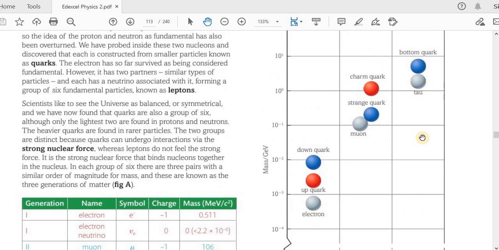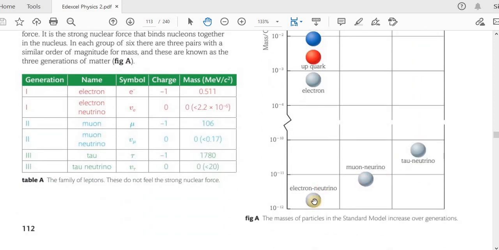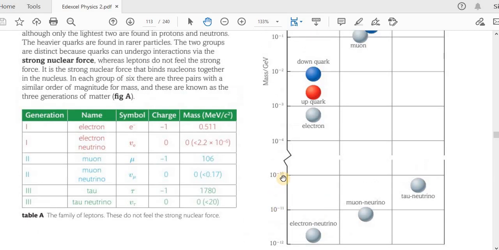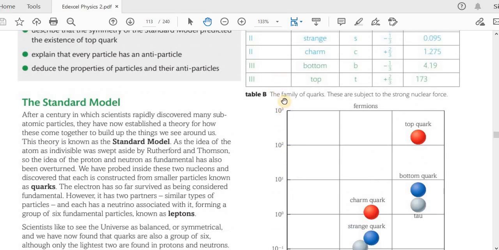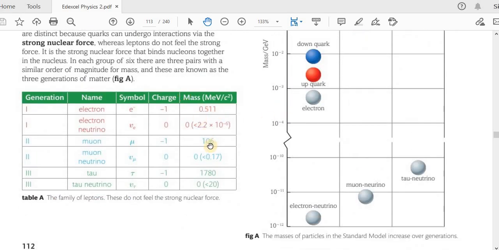Okay, leptons. Then we have the electron neutrino, muon neutrino, and the tau neutrino. Now when you go up, what happens? The mass increases when you go up. So here also you can see the mass. When it's a neutrino, the neutrinos have a very small mass. I think you have learned it in the O-level class also.